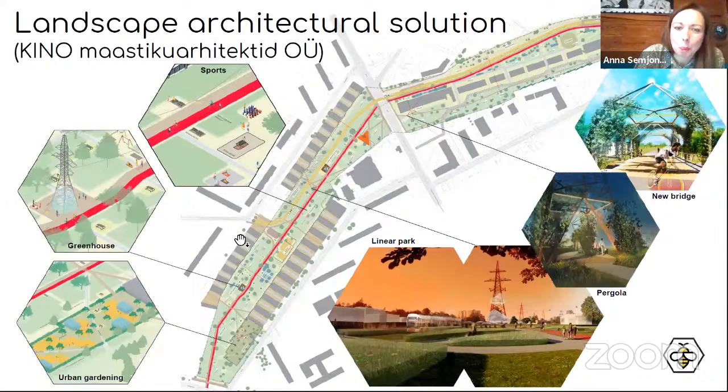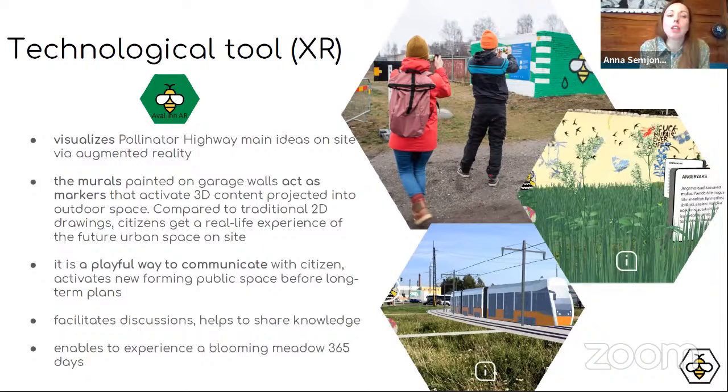Our technological tool, as I mentioned, is called the Avalinn AR app. With this, we made a huge first step in Tallinn urban planning in using extended reality possibilities. It visualizes the pollinator highway main ideas: biodiversity, mobility, leisure activities, and new functions for garages. Compared to traditional 2D drawings, citizens get a real life experience of the future urban space on site. It's a very playful way to communicate with citizens, and it facilitates discussions and helps to share knowledge. This was only used as visualization of the pollinator highway. Engagement was done on other platforms.